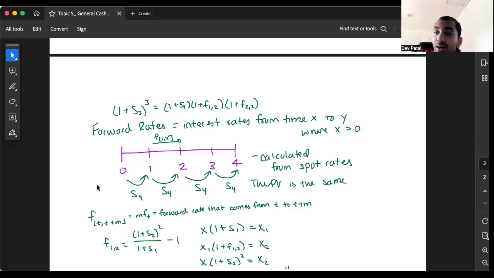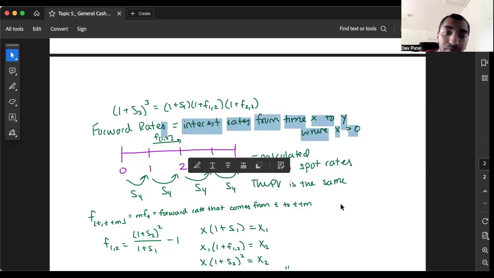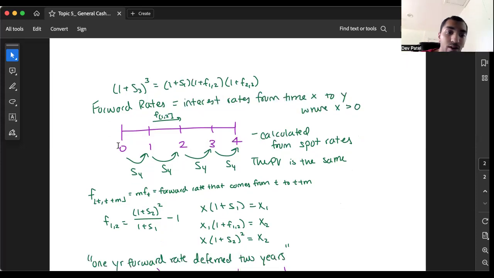And so this is actually calculated from spot rates. So if we look at this example over here, how do we get the forward rate from 1 to 2? Again, in the previous example, if I invested something at time period 1, how can I find the value of it at time period 2? Note that I did not invest this at time period 0. If I invested this at time period 0, I could just square the 2-year spot rate, and that would give me the value at time period 2. But here I'm investing at time period 1. So how can I get this?